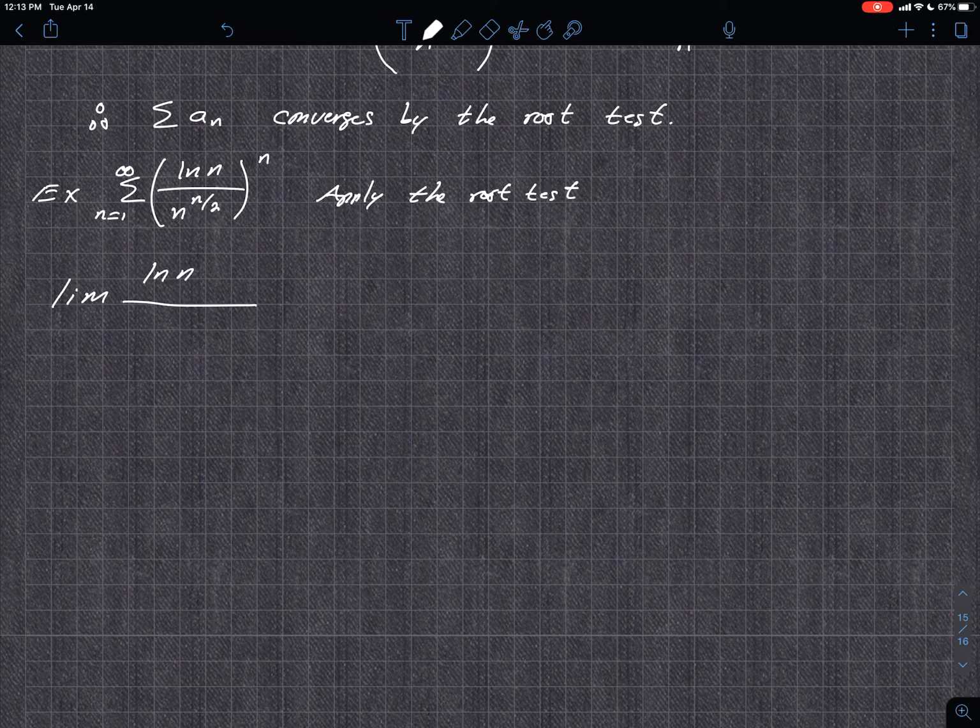Okay, so you're looking at the limit, ln n over n to the n over 2. And basically, you can see that you're just going to take that limit, essentially. Okay, so this one is raised to the n, and then that's to the 1 over n. So that's the limit as n approaches infinity of ln n over n to the n over 2.